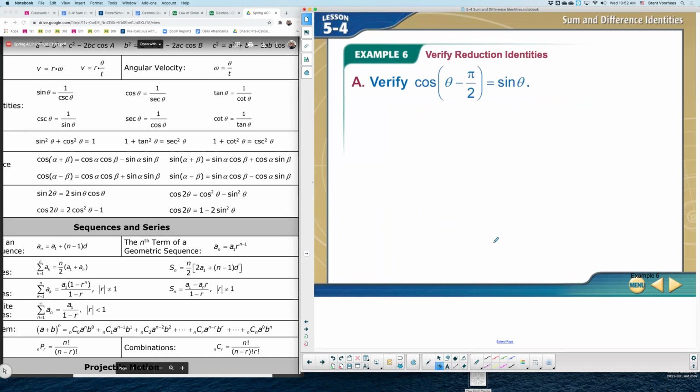And now let's look at example 6 here. They call this a reduction. We called it a cofunction earlier in the year. And so we had this relationship. Let's prove that it's true.